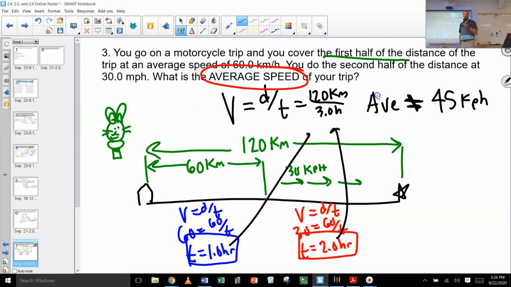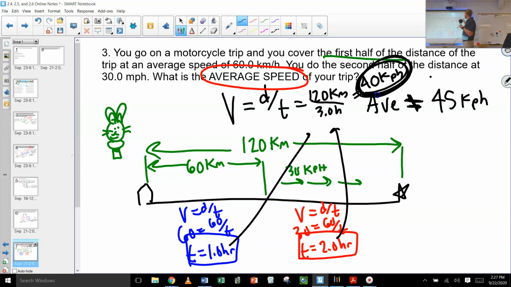What's 120 divided by 3? It's not 45. Right? Huge physics lesson. If it asks for the average speed, you can't just average the speeds that were given. You got to take the total displacement and you got to divide by the total time.